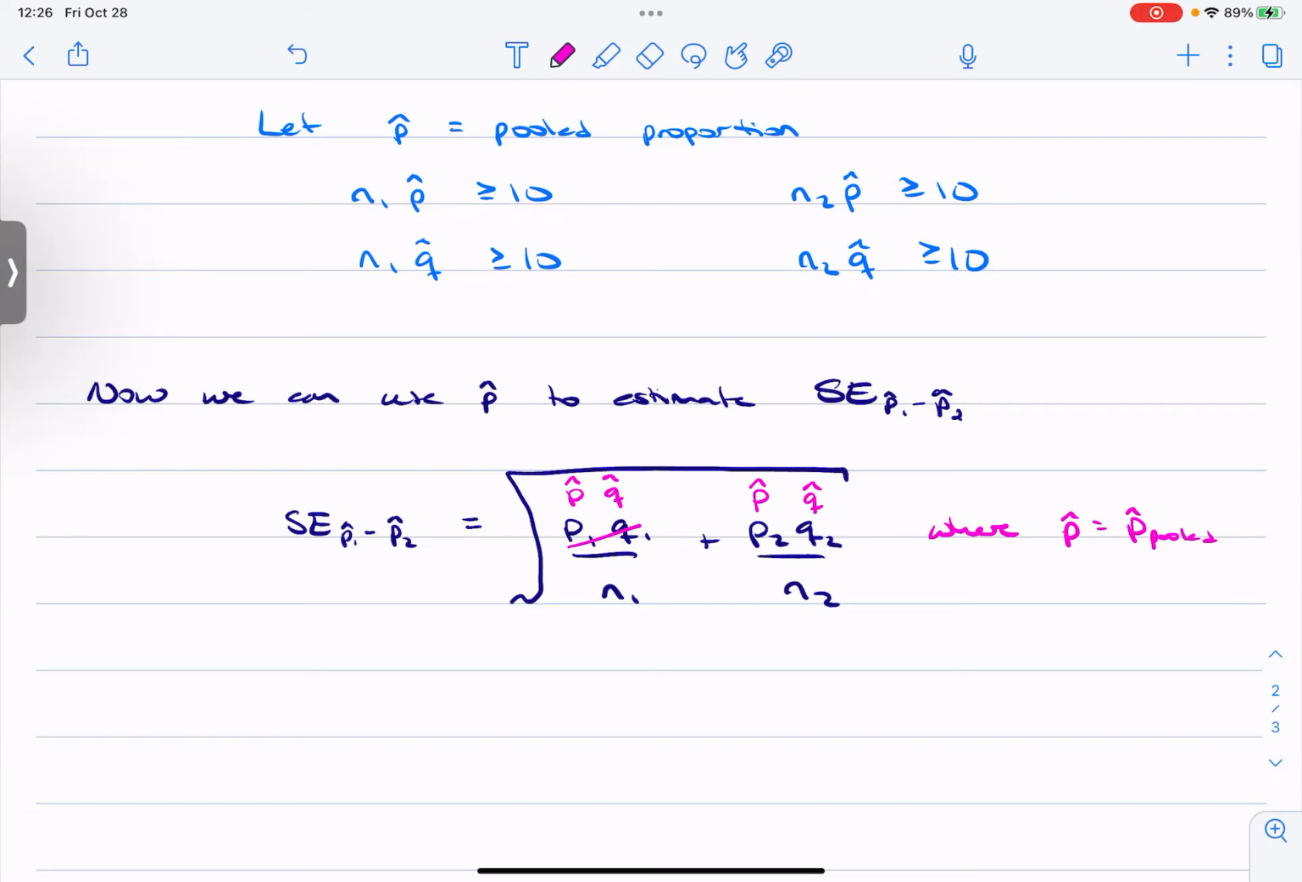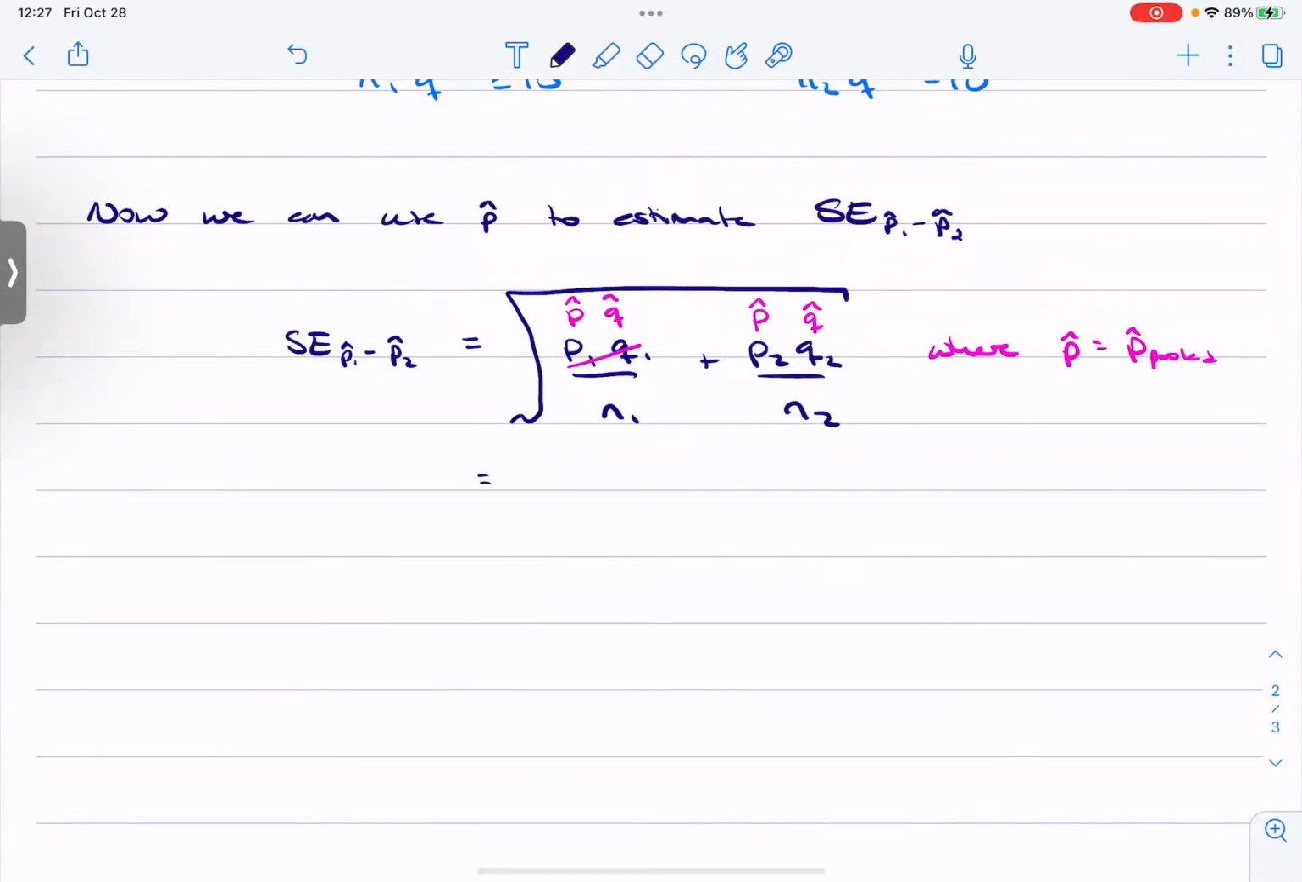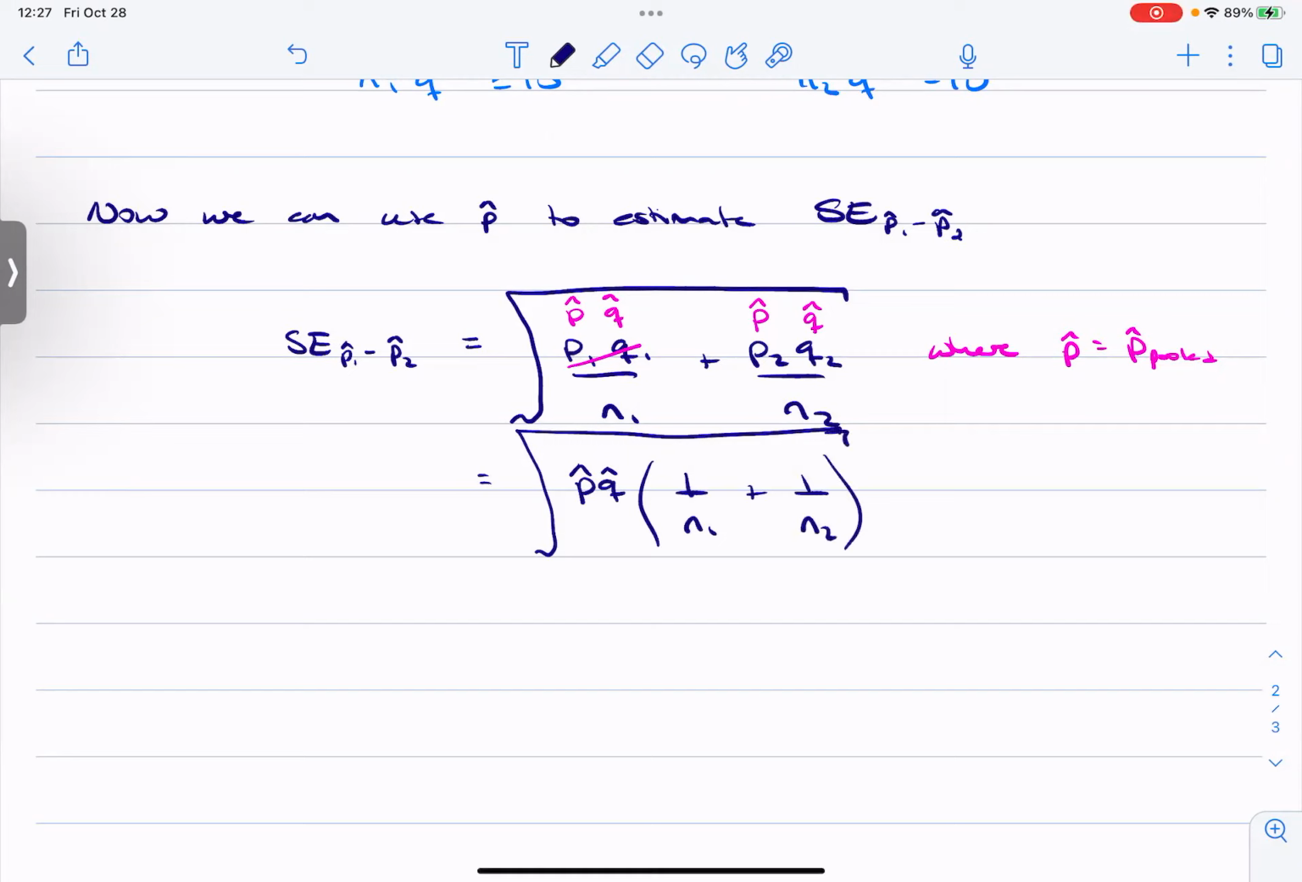With that common numerator, it might be nice to just, so we're not doing a ton of calculations, right? It might be nice to just pull those outside. So we could rewrite this as P hat Q hat times 1 over N1 plus 1 over N2. I'm pretty sure I kept both versions on the formula sheet, so whichever one you prefer is fine.